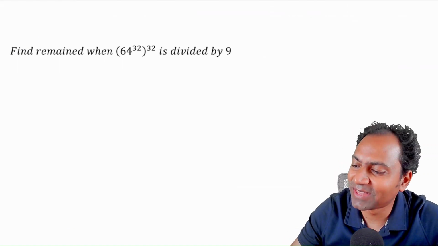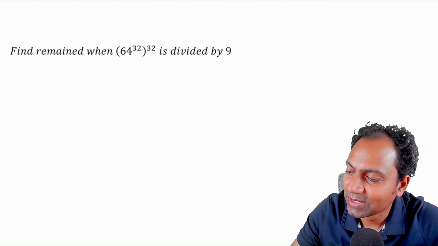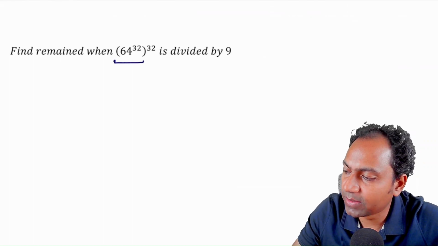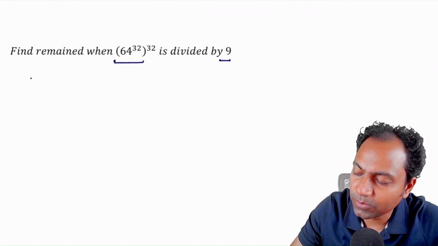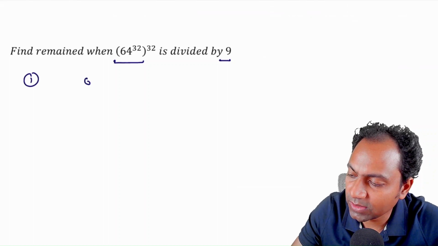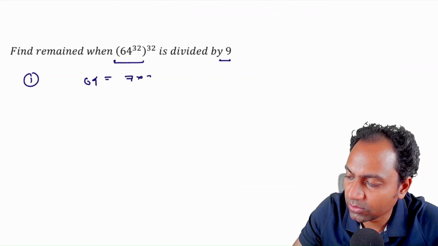Now this next question is a very simple question. In this question, they've given us this number and the job is to find the remainder when this is divided by 9. So the process in such questions is whatever number is given, that is 64, let us write it into a multiple of 9. So it can be written as 7 into 9 plus 1.